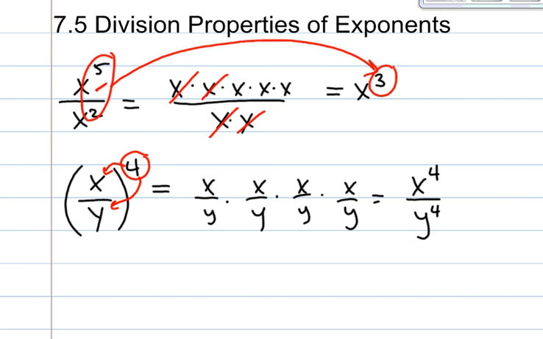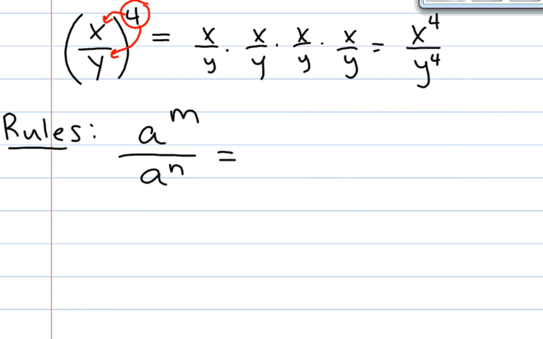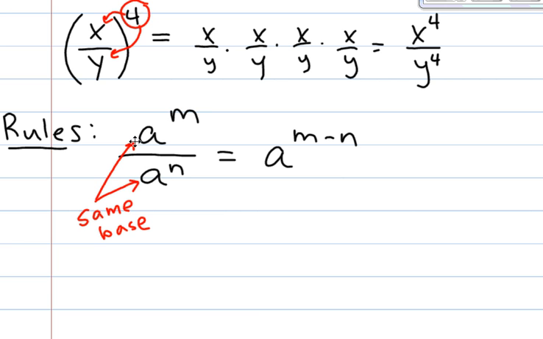So now we're just going to write those as rules. If you have here a quotient and they have the same base, just like before when we were multiplying, make sure that these have the same base. Here our base is a. In the numerator you have a to the m, and in the denominator is a to the n. So if I divide same bases, then you subtract their exponents. So that would be a to the m minus n. So subtract exponents.